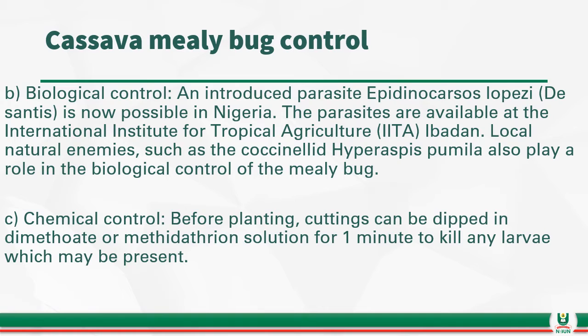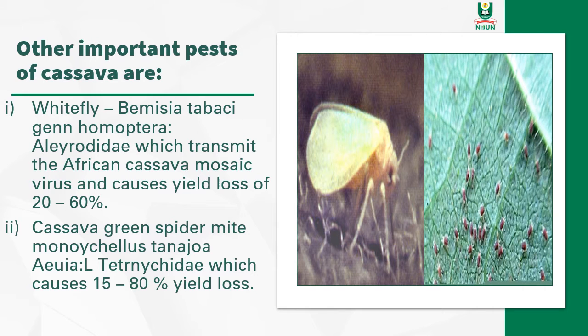And for the chemical control, you have to dip your cuttings in dimethoate solution for 1 minute to kill any larvae that may be present in the cassava stem. So that is how you control your cassava mealybug. Any of these control methods will be very, very effective.